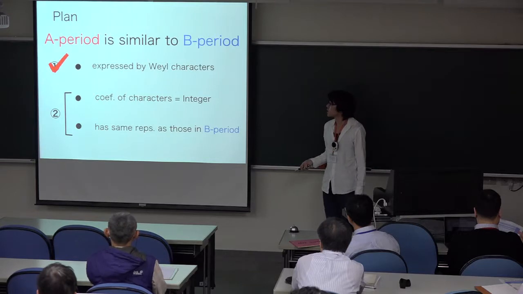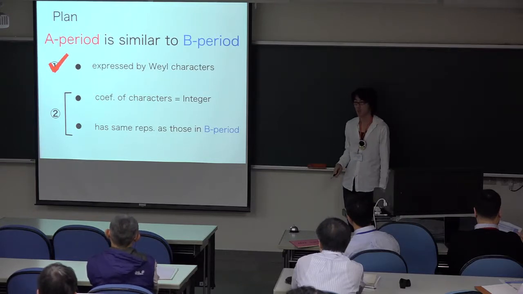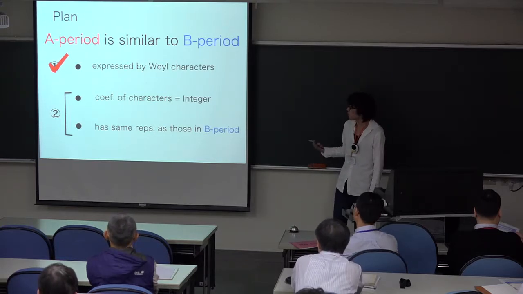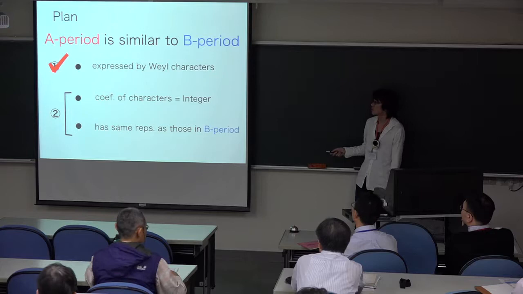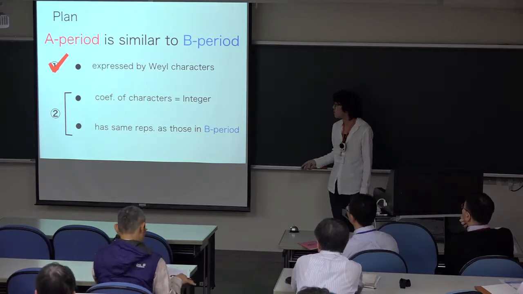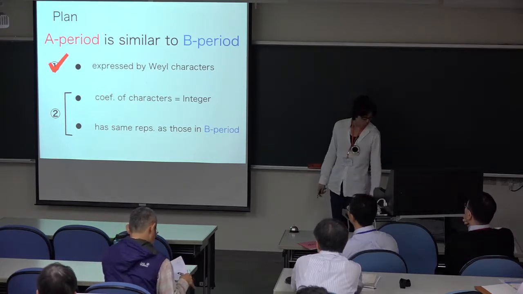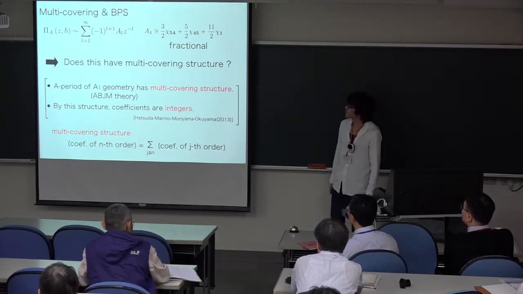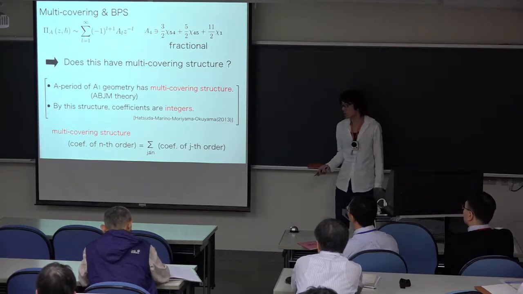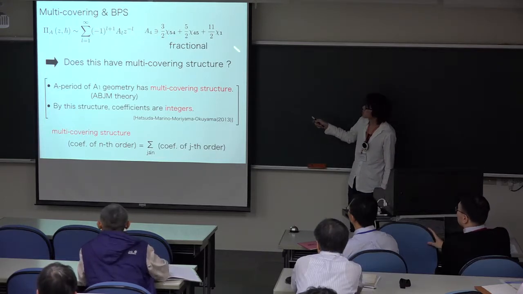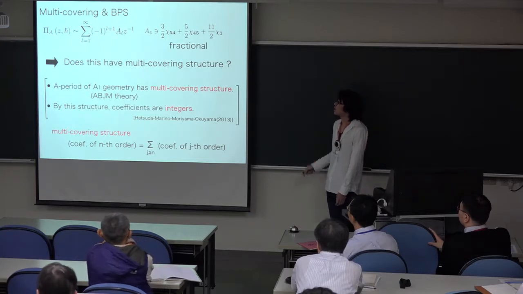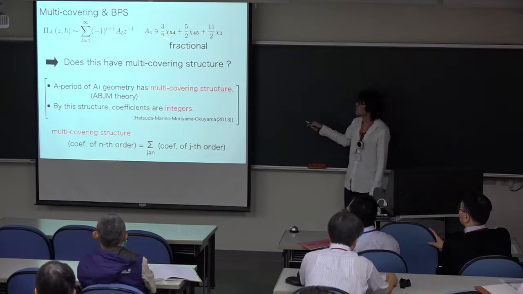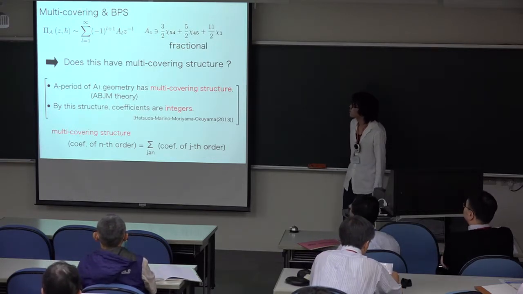Okay, I finished explaining how to express the quantum mirror map by Weyl characters. Then I will explain how to express the coefficients of the characters by integers and what the meaning of the representations is. In the previous discussion, we calculated the quantum mirror map, and this is a part of the fourth order of the quantum mirror map. Then we find that there are fractional coefficients. This one, this one, this one.